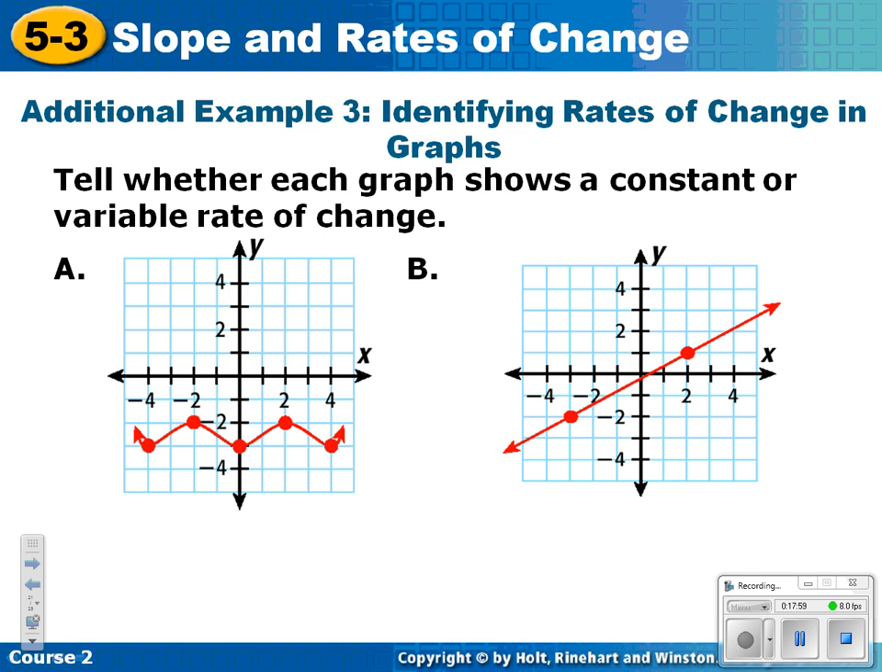You're also going to have questions that look like this. Let's say, tell whether a graph shows a constant or variable rate of change. Let's think about our words, constant and variable. What does constant mean? Stays the same. Variable, what does variable mean? It can change. So what line do you think shows a constant, and what line do you think shows variable? Marissa? A shows what? A shows variable because that's changing. And then obviously B must be constant because it doesn't change, it stays the same.